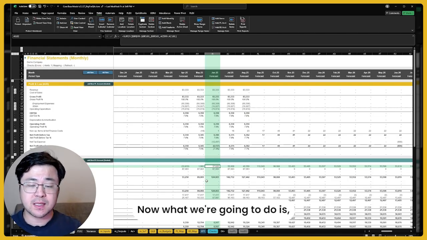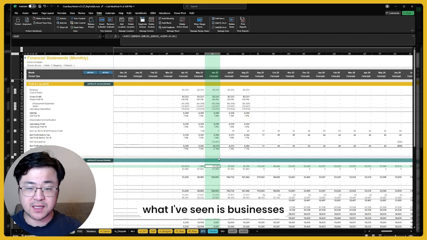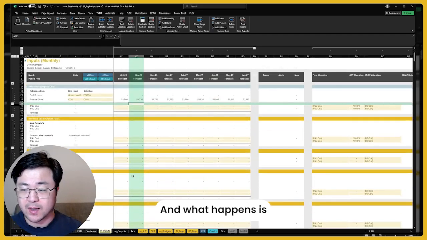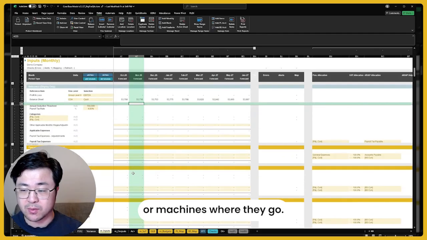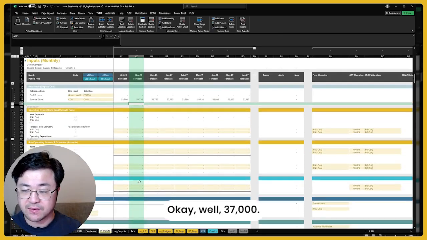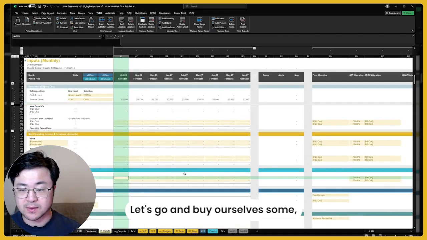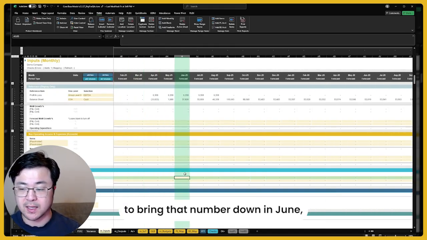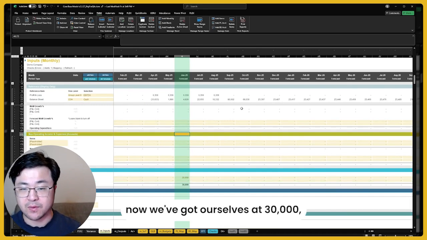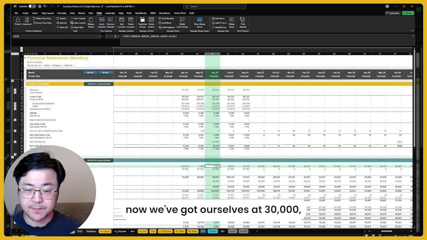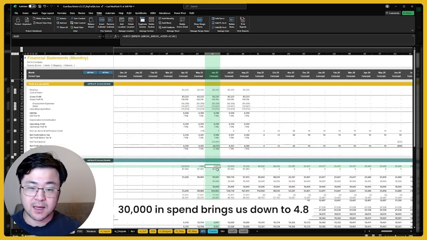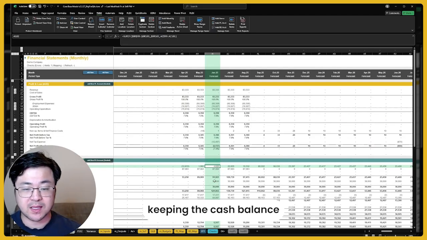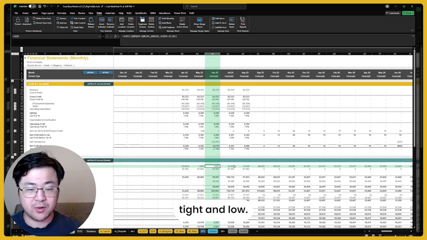Now, in a lot of these cases, what I've seen is businesses go, oh, 37,000, well, we need to get rid of that. And what happens is they'll go and buy some equipment or machines where they go, okay, well, 37,000, let's go and buy ourselves some equipment to bring that number down in June. Now we've got ourselves at 30,000. 30,000 in spend brings us down to 4.8, keeping the cash balance tight and low.